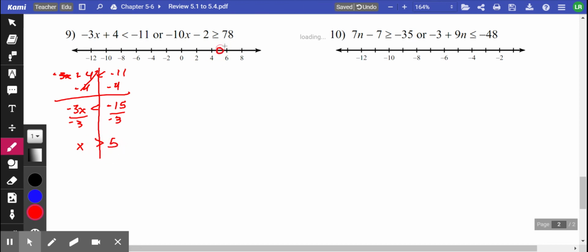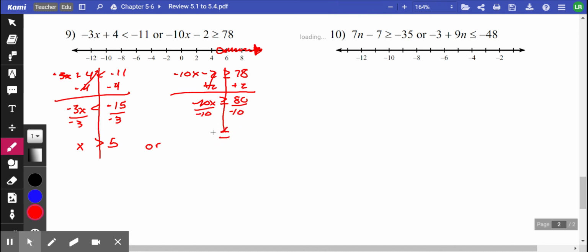So there's 5, and it's an or statement, so I can just shade wherever. So I know over there so far. Need our second part. Negative 10x minus 2 is greater than or equal to 78. So add 2 to both sides. I get negative 10x is greater than or equal to 80. Finish him. Divided by negative 10. Again, I just divided by a negative. I have to flip my inequality sign. So x is less than or equal to negative 8.